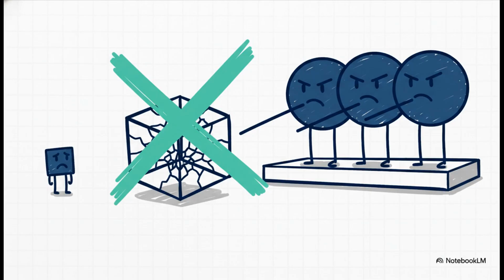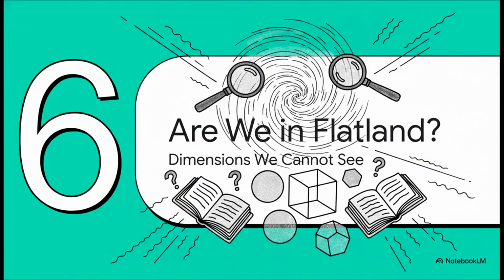Yeah, not well. Everyone thinks he's lost his mind, he's a lunatic, and the ruling class, the circles, they don't just think he's crazy, they think he's dangerous. This idea of a third dimension, it's heresy. It could topple their entire perfectly ordered society. And this is where a story from way back in 1884 feels like it could have been written yesterday.